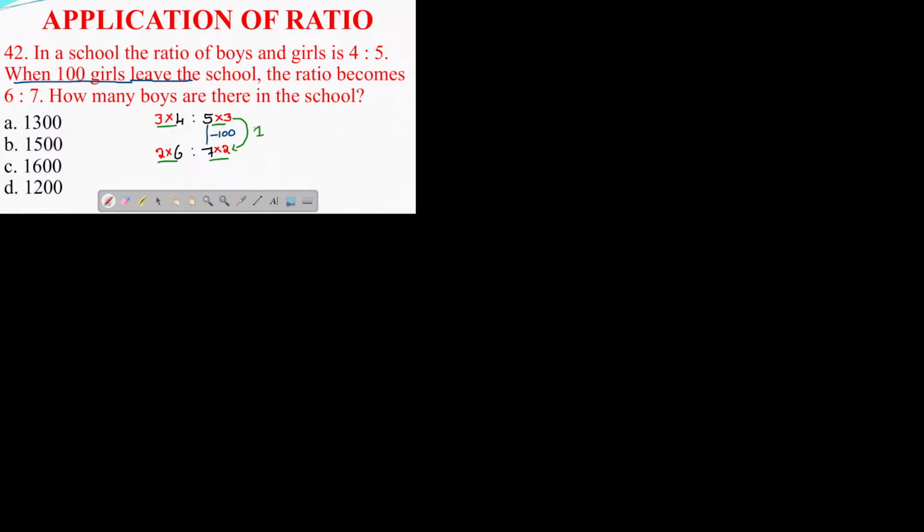1 girl. Okay, 15 girls initially, now it is 14 girls, which means you are removing one part of the girls, one girl. Otherwise one part is equal to, because I need to compare with 100.